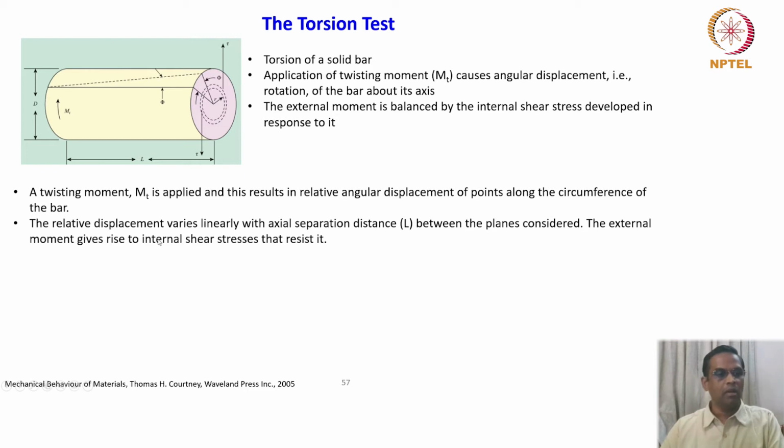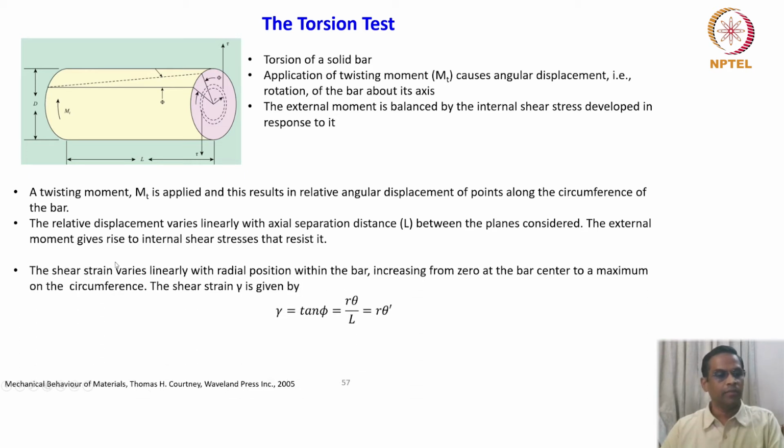So the external moment gives rise to internal shear stress that resists it. The shear strain varies linearly with the radial position within the bar, increasing from 0 at the bar center to the maximum on the circumference. So it is from r equal to 0 here, and then it goes to maximum on the circumference. So that is basically the shear strain.